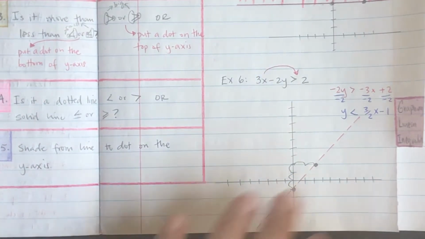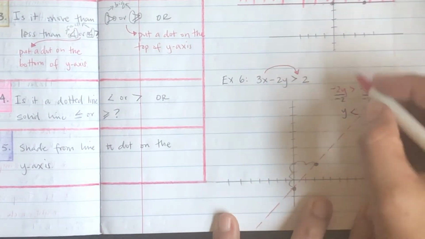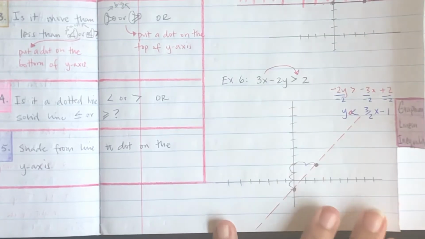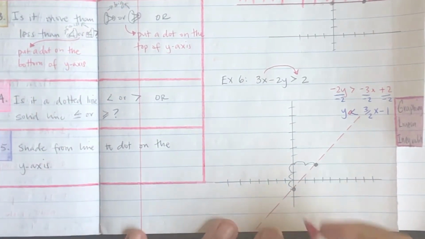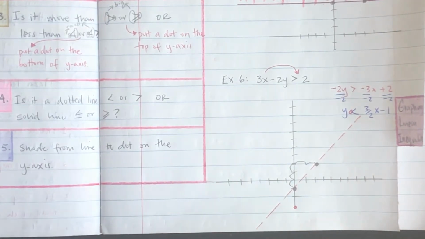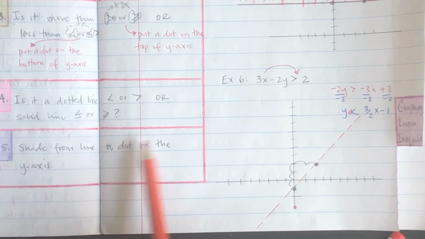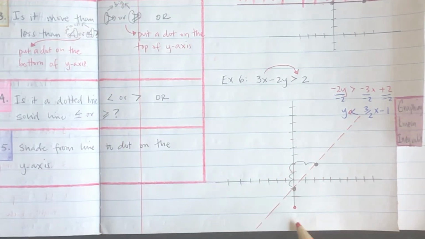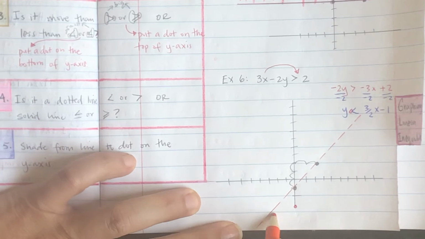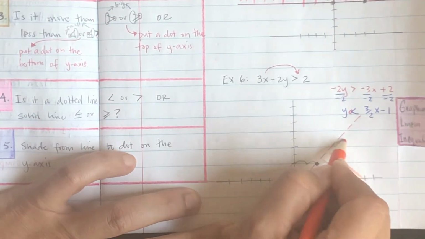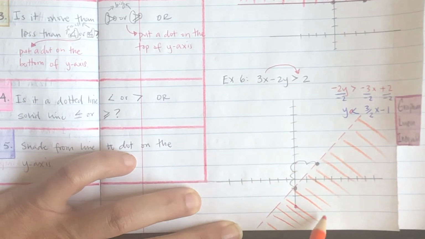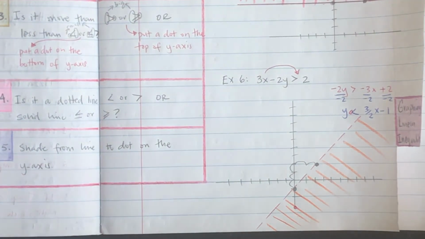So what do I hit first? So remember, I've rewritten it over here, so it's going to be small first. So small means put a dot on the bottom of the y-axis, and then you are going to shade from the line to the dot on the y-axis. So from the line to this dot. So that's everything on this side. Okay, and that's pretty much it. Okay, so that's how you graph inequalities.